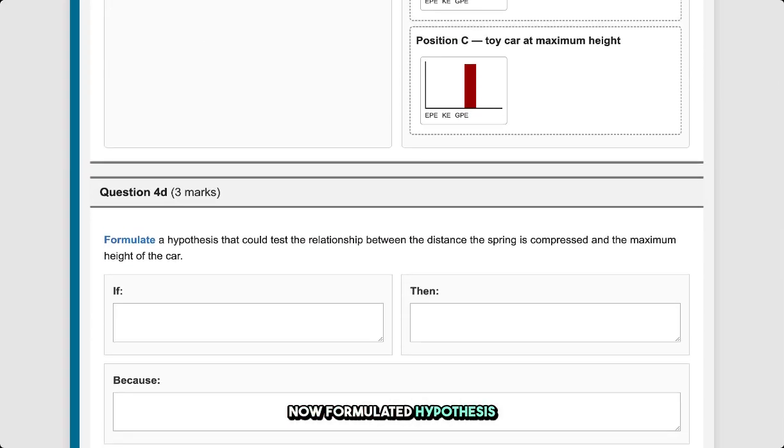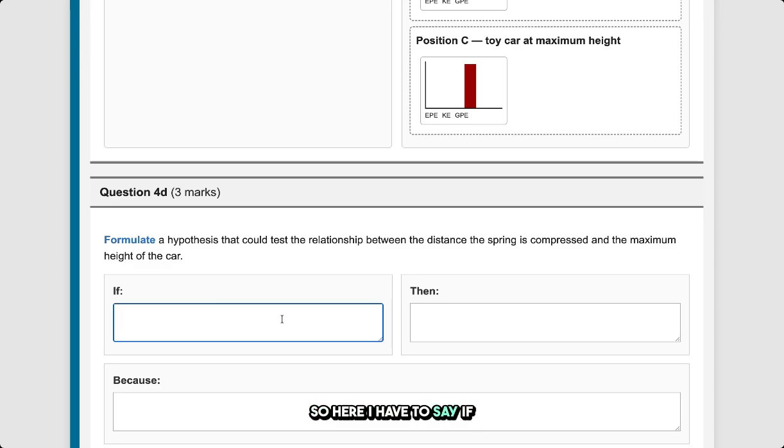Now formulate a hypothesis that could be tested for the relationship between the distance the spring is compressed and the maximum car height. So here you have to talk about whether it's going to increase proportionally or be inversely proportional. So here, if my IV changes, how does my DV change?